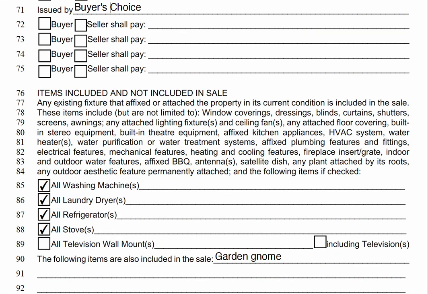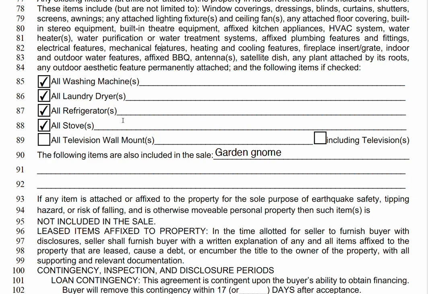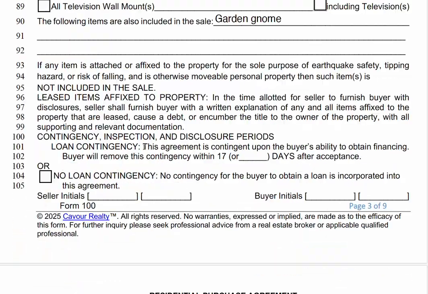All right. Now, real property, generally speaking, is everything that's affixed to the premises. And there's a list here, okay? Now, what typically conveys, we check these boxes: washing machine, laundry dryer, refrigerator, stove. Do you want television wall mounts? Check that box. Do you want to include the TV? Are there personal items that you also want included? Because the garden gnome is personal property. That's not real property. It's not affixed, okay? So you can write in garden gnome if you want.